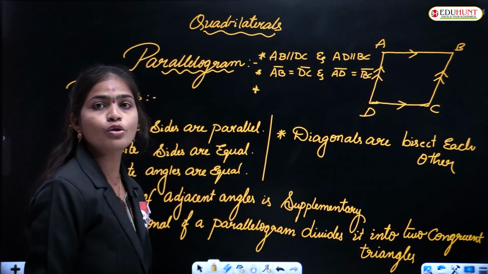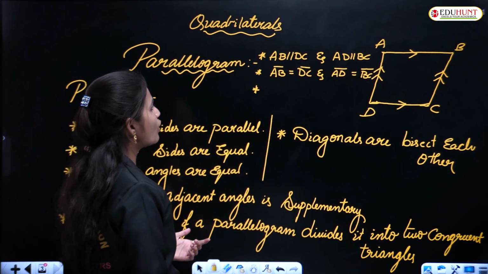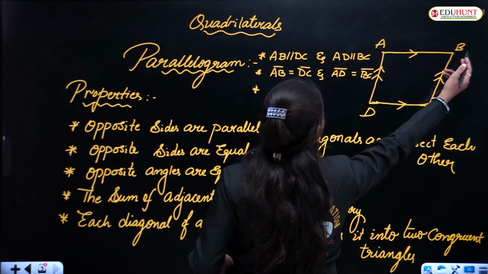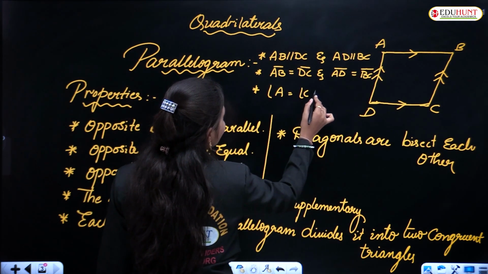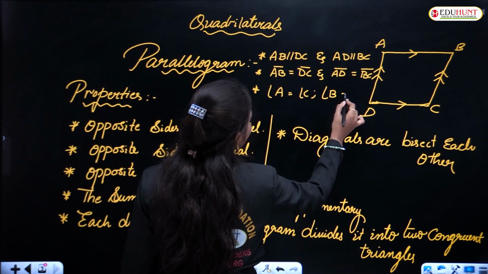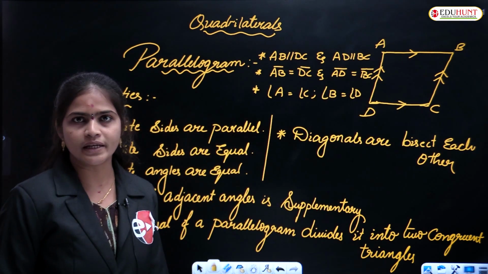Opposite angles means non-adjacent angles only, we will call them opposite angles. So here the non-adjacent angles are A and C, B and D. So here angle A is equal to angle C, as well as angle B is equal to angle D. Okay, so that is the third property.